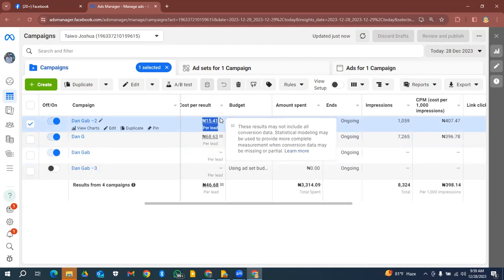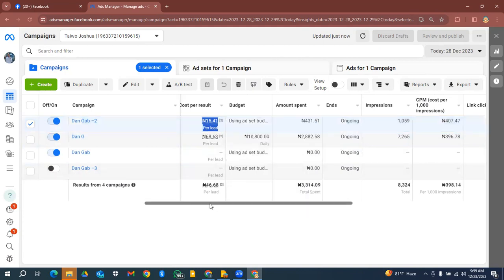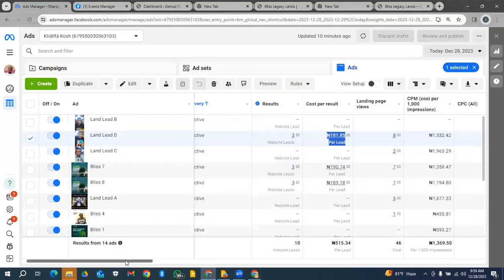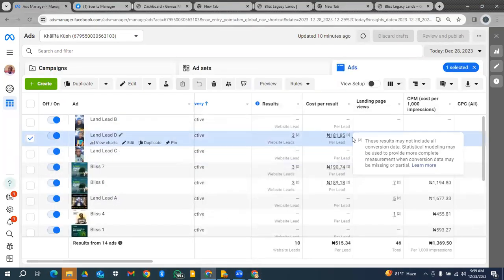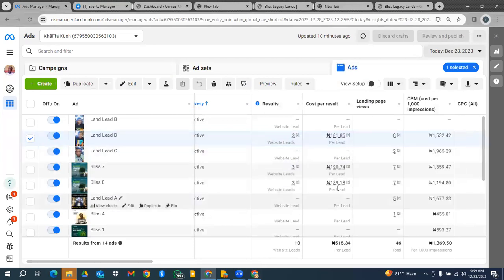So it all comes down to what is your acceptable cost per lead. I will tell you that if you are running anything lead generation, your acceptable cost per lead should not be more than 100 naira, right? But if you're selling land, like in this case, that is what we're selling here, that is why I have allowed it to be at 181 naira, right?